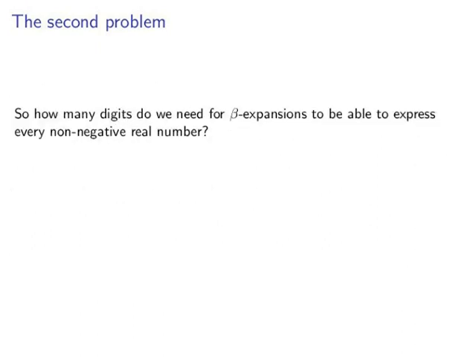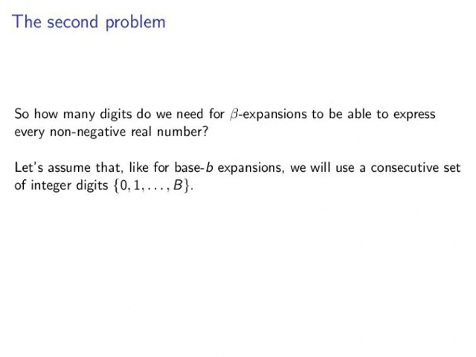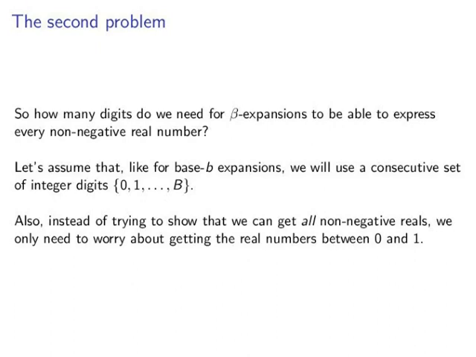So how many digits do we need for beta expansions to be able to express every non-negative real number? Let's assume that, like for base B expansions, we will use a consecutive set of integer digits, 0, 1, 2, all the way up to some capital B. Also, instead of trying to show that we can get all non-negative reals, we only need to worry about getting the real numbers between 0 and 1.